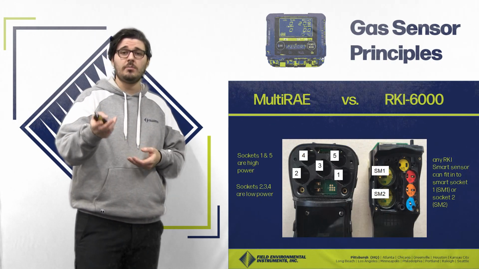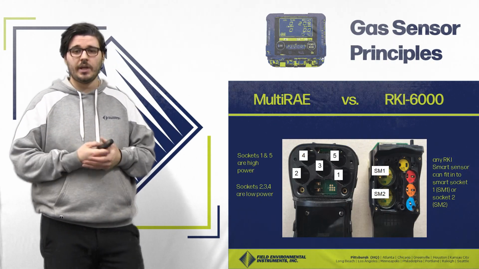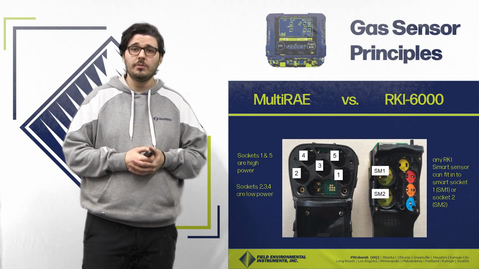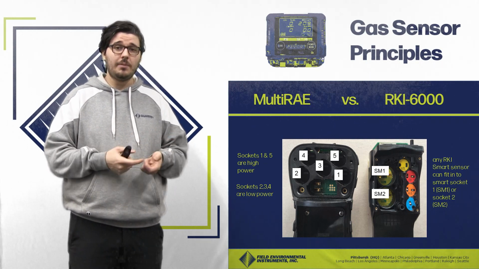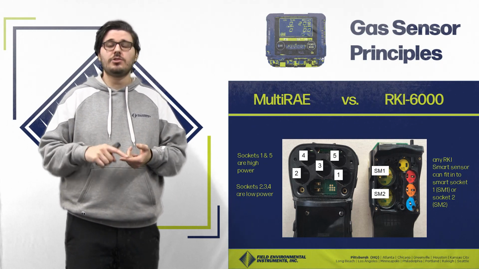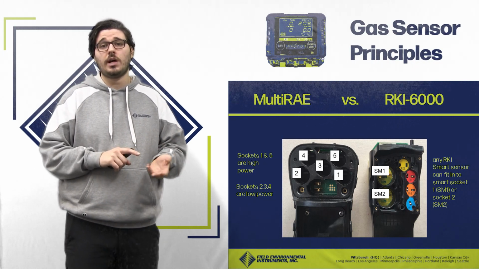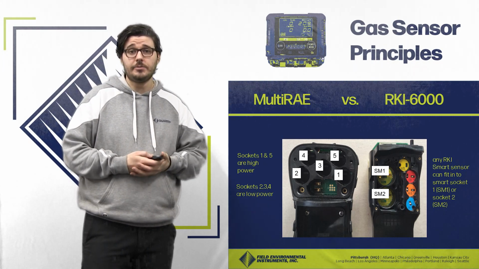So starting off, we have the Ray Systems multi-ray. The slots are labeled. Sockets 1 and 5 are your high-powered slots, and sockets 2, 3, and 4 are your low-powered slots, which I'll visit on the next slide.